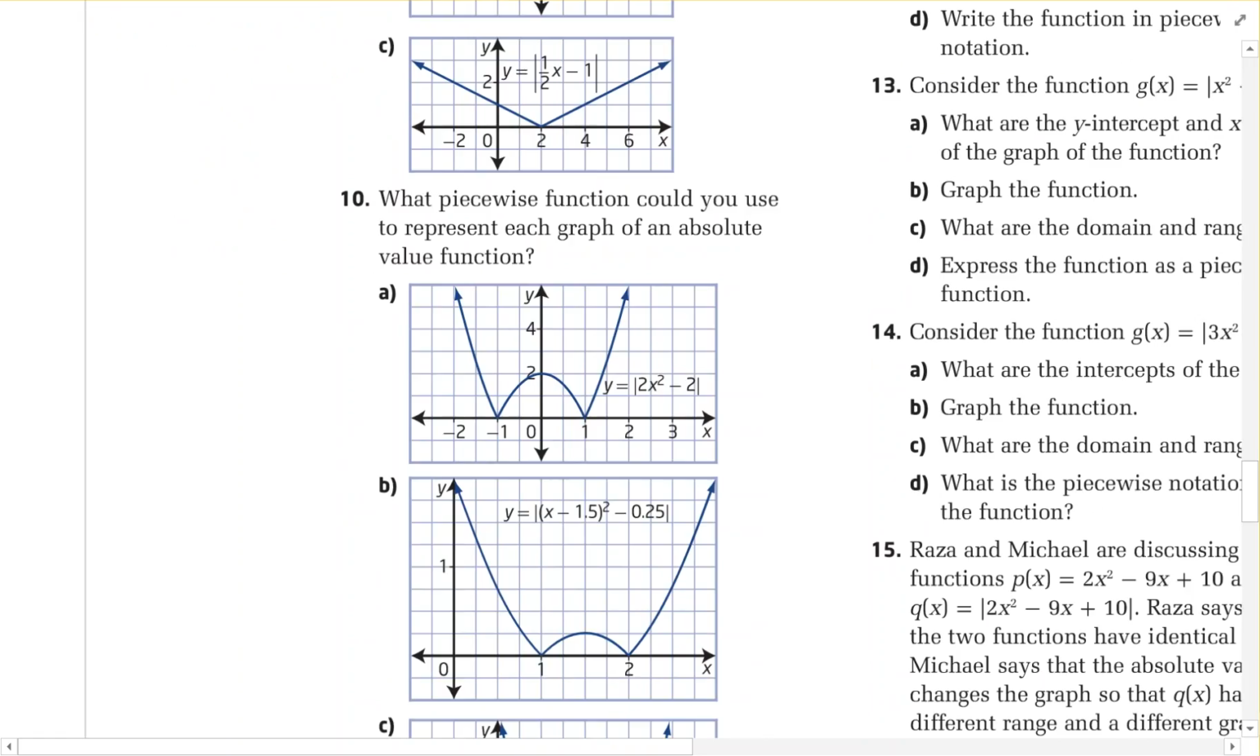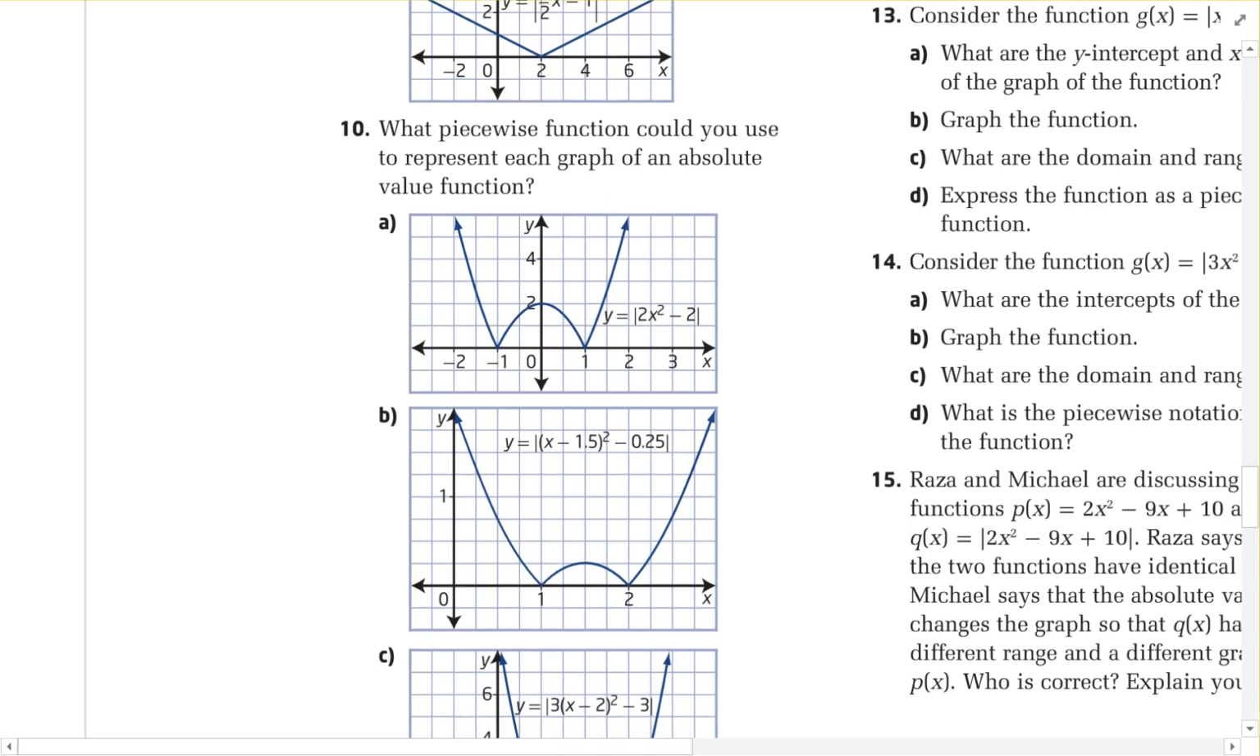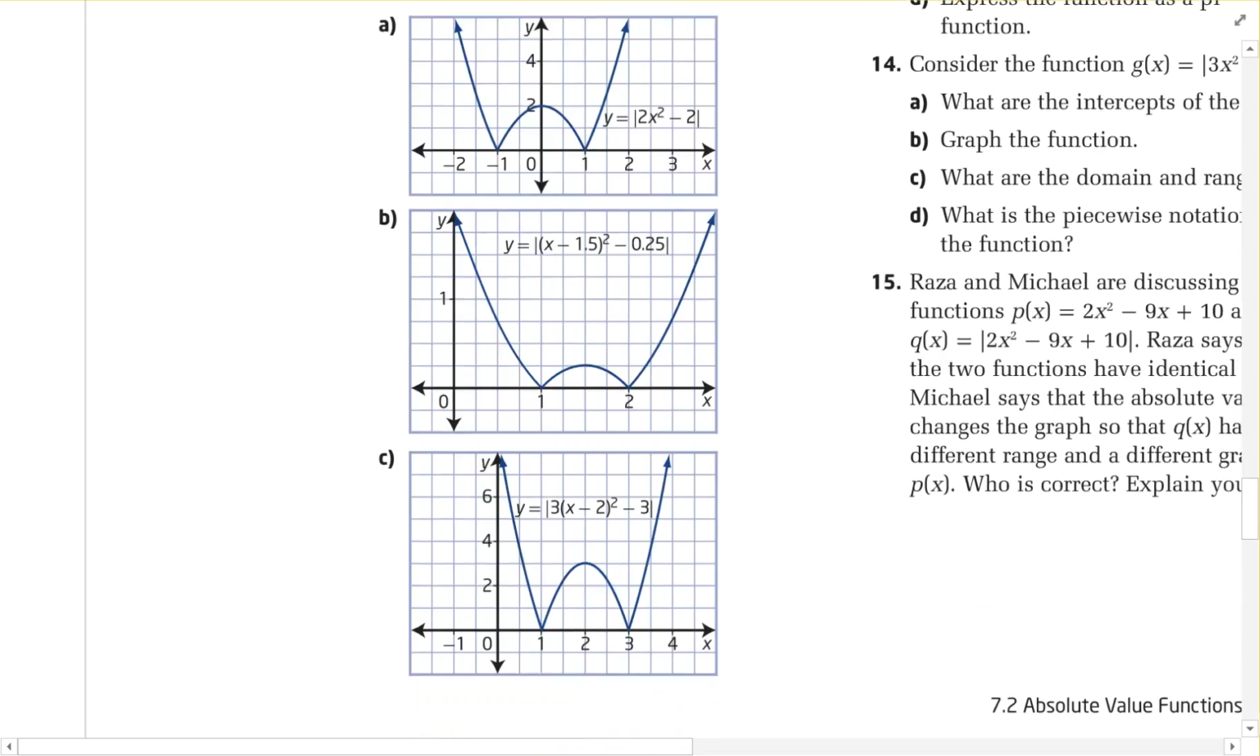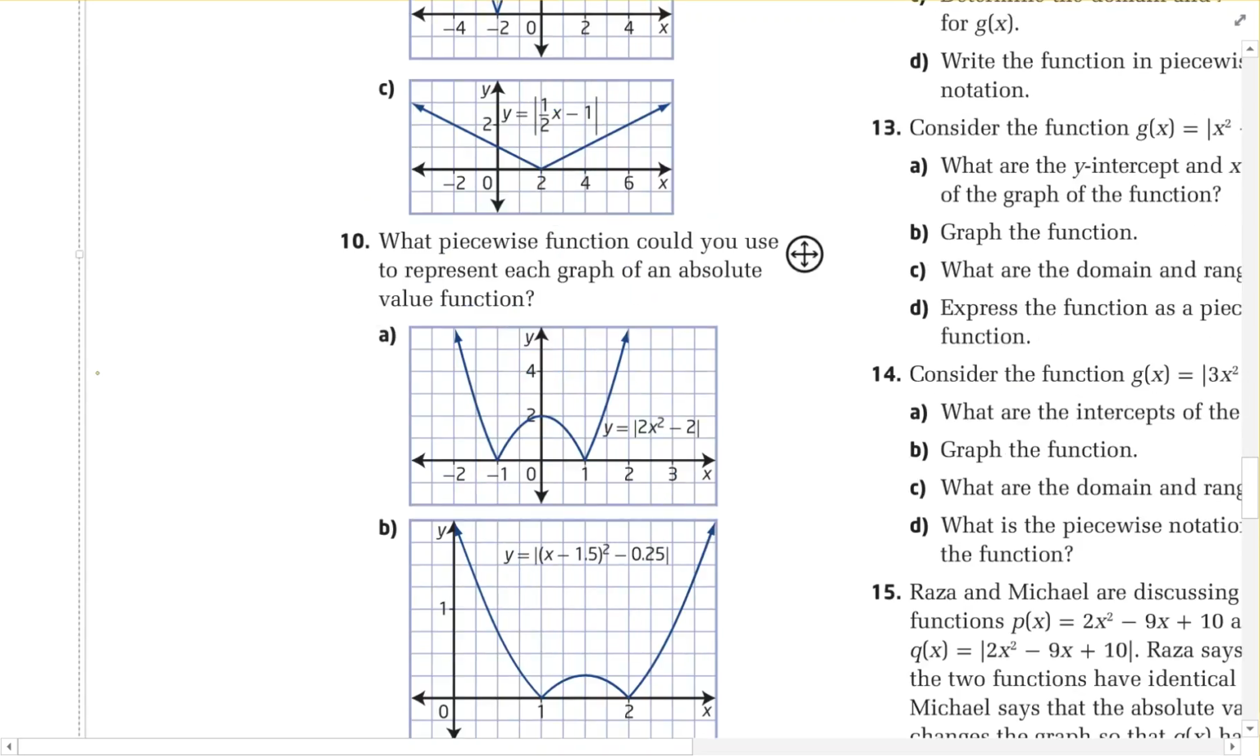Okay. What piecewise function could you use to represent each graph of an absolute function? Okay, so let's look at this one now. So what I would do is say f of x is equal to fancy brackets. Now we're going to have 3 pieces, right? We're going to have 2 invariant points. So we're going to have this side of the invariant point and then this side of it, and then in the middle. So to the left of it, that's doing what it normally does, right? It's just 2x squared minus 2. So it's going to just be 2x squared minus 2 when x is less than negative 1.